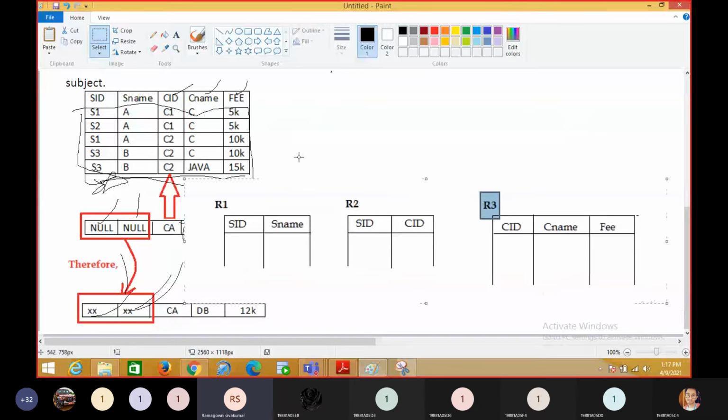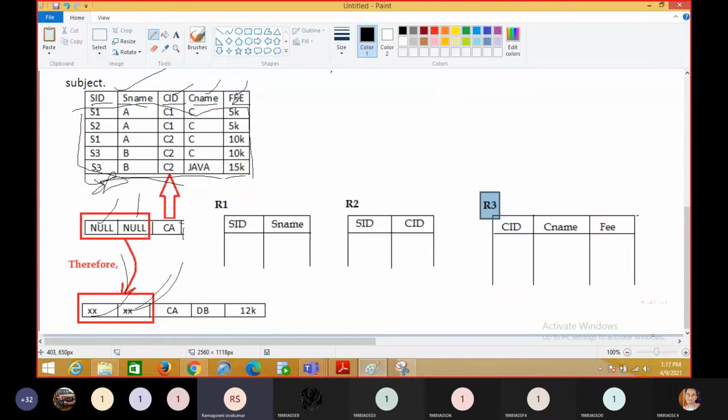See here, this is one table, right? This is the student table. So the student table has student ID, student name. Next to that, course ID, course name, and fee also. This is all the data available in one table.